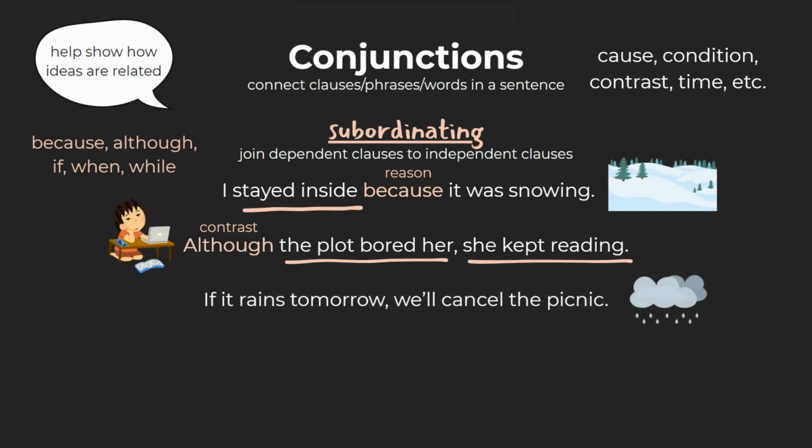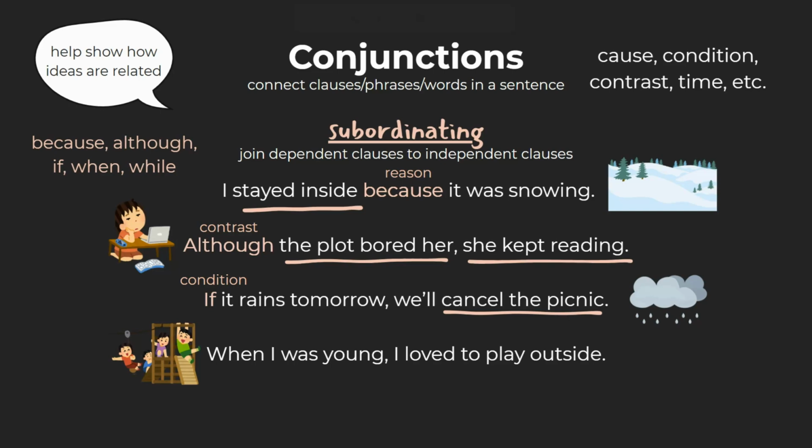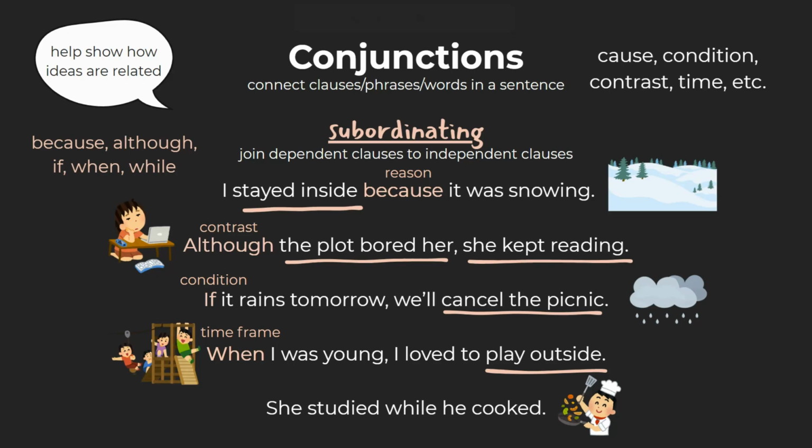If it rains tomorrow, we'll cancel the picnic. The conjunction if presents the condition for why the picnic might be cancelled. When I was young, I loved to play outside. When tells us the time frame for the action in the independent clause, the speaker playing outside. She studied while he cooked. The conjunction while shows two actions happening simultaneously, the studying and the cooking.